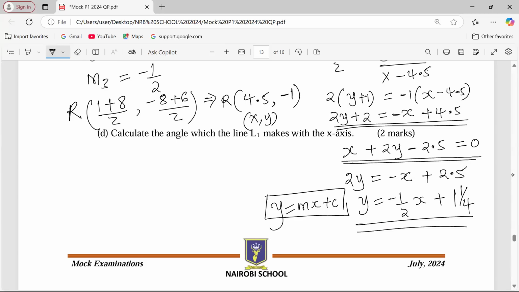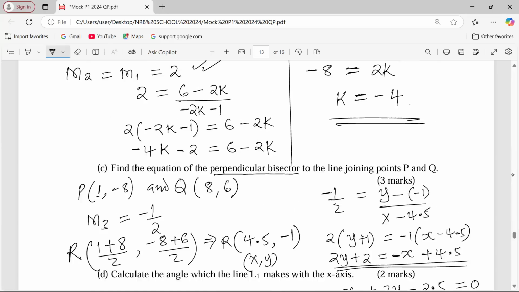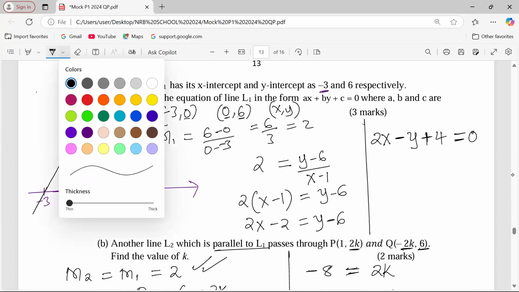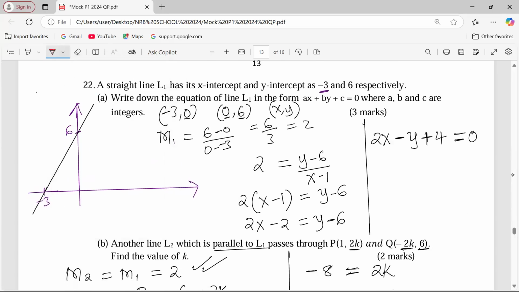Part D of this. In part D, we are asked to calculate the angle which line 1 makes with the x-axis. Line 1, where is line 1? Let's get back to line 1. That is the line we sketched. It is making a certain angle with the x-axis. There is an angle here.